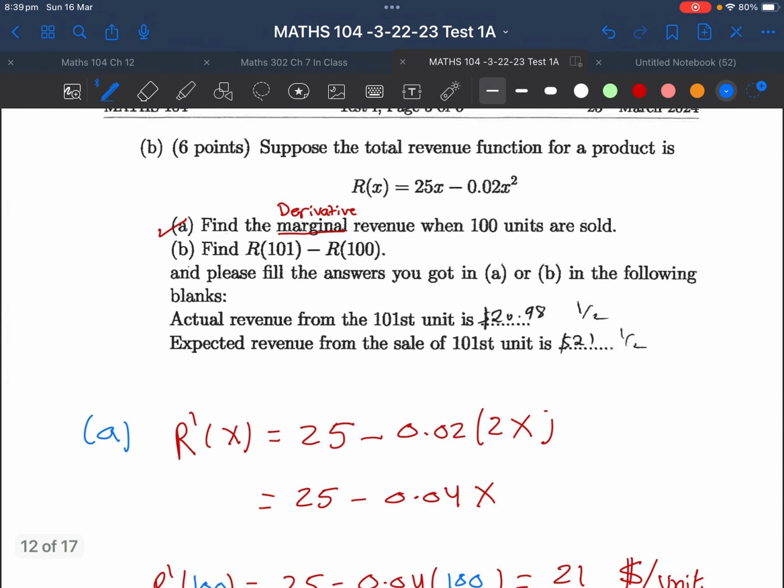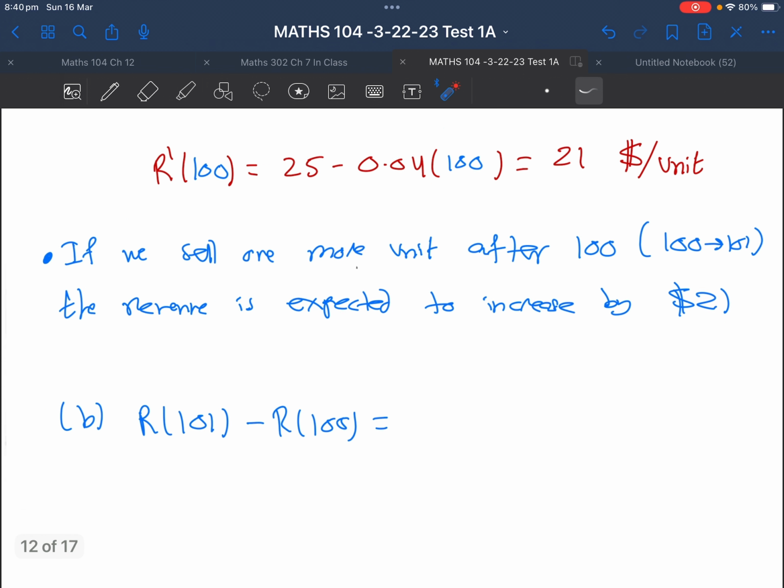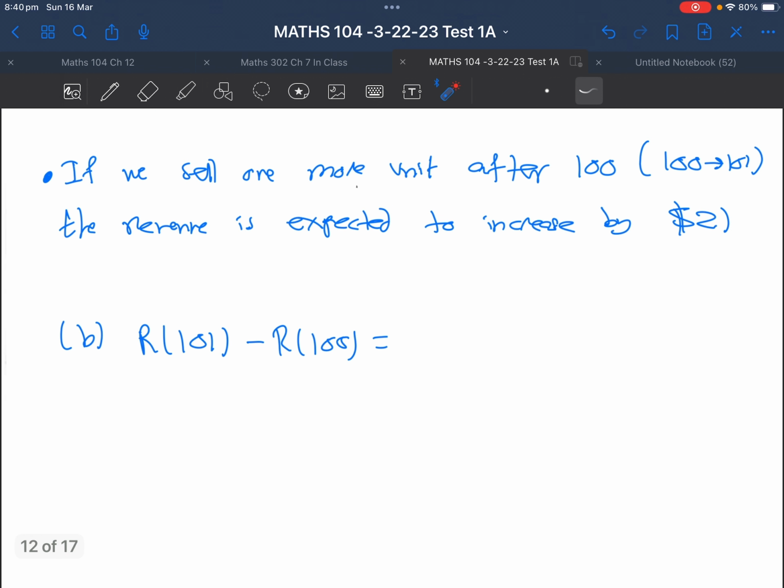What we need to do, we need to go and use our calculator. Instead of x, we write 101. Instead of this, we write 101. We find the answer. So this will be just 25 times 101 minus 0.04 times 101 squared. This gives us 2106.96. Minus, we do the same calculations, but this time we just use 100.